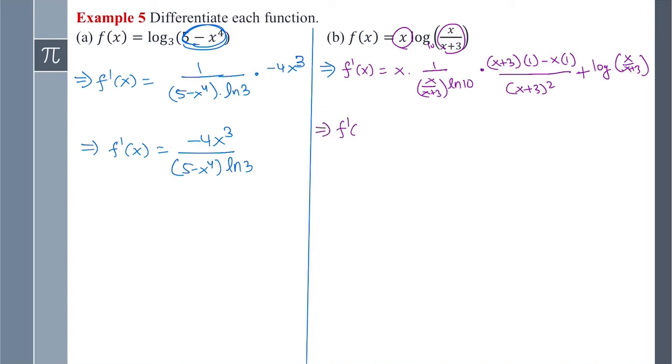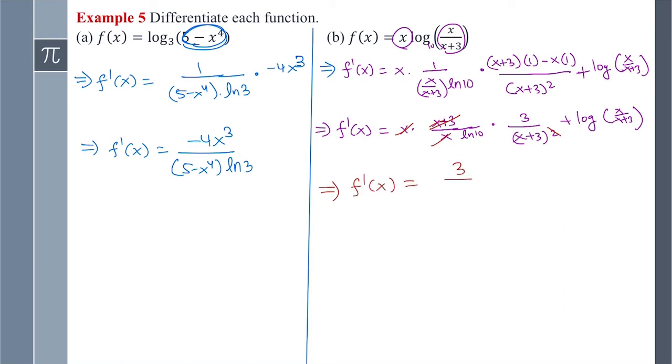So now this gives us f prime of x equals, let's simplify this. 1 over the quantity x plus 3 over x becomes x over x plus 3, and then we have natural log of 10. Then times x plus 3 times 1 minus x, which is just 3, divided by x plus 3 squared, plus log of x over x plus 3. Now we can simplify this. We can cancel out this x and this x, and cancel out x plus 3 with one of the x plus 3 factors. So we get f prime of x equals 3 over x plus 3 times natural log of 10, plus log of x over x plus 3. And then we can just leave it right here. So that is the derivative.